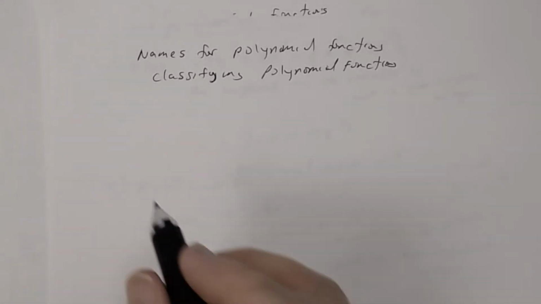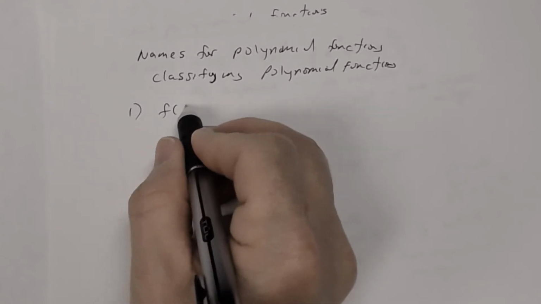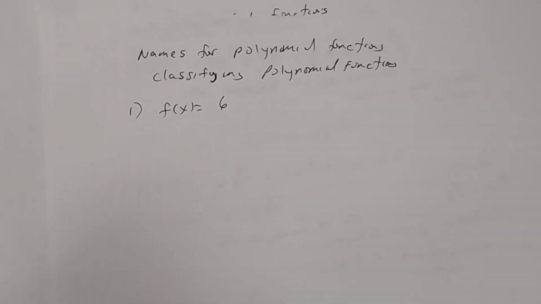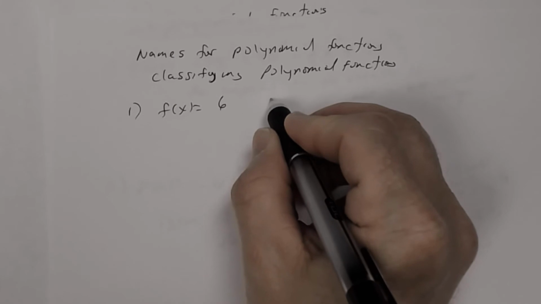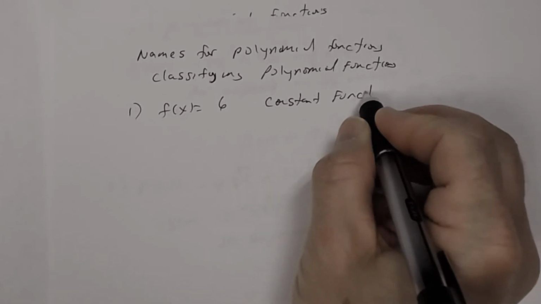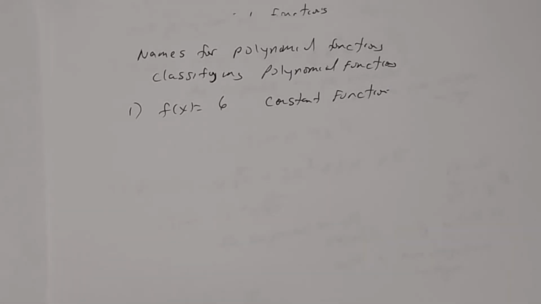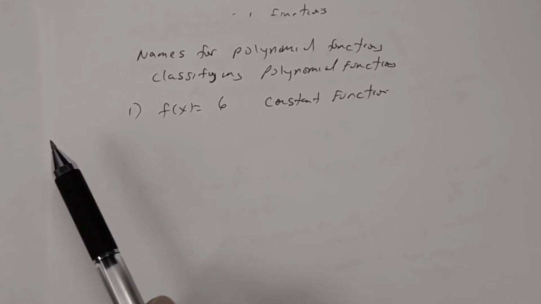All right, so the first one is this. We talked about this earlier: f of x equals, let's say, 6. Remember, that's called a constant function. This polynomial function will be called a constant function. It's constant because it's always 6. Y is always 6. That's why it's constant.